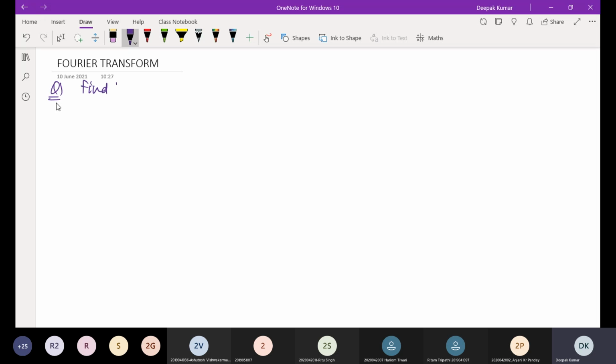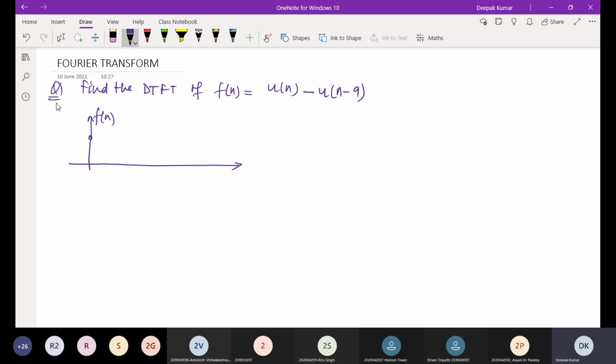Find the discrete time Fourier transform of f of n is equal to u of n minus u of n minus 9. This is a discrete time signal. If you plot in discrete time domain, it will look like this. F of n starting from 0, 1, 2, 3 up to 9 samples of unit step function, which have magnitude 1. This is the time domain representation of this function.